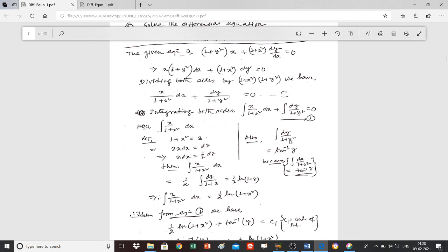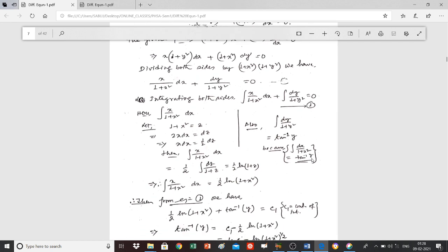Now the right hand side, the second term, dy by 1 plus y square. You know that this form of integration has the value tan inverse y, because you know that the integration of dx by 1 plus x square is equal to tan inverse x.